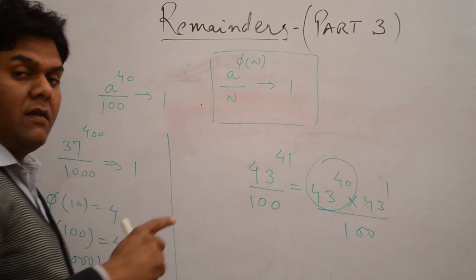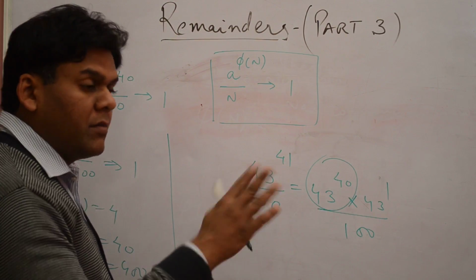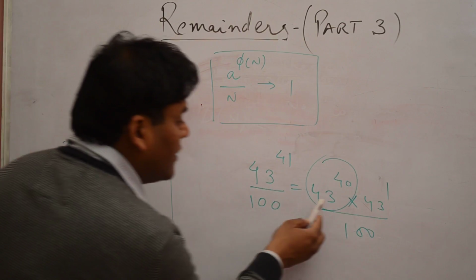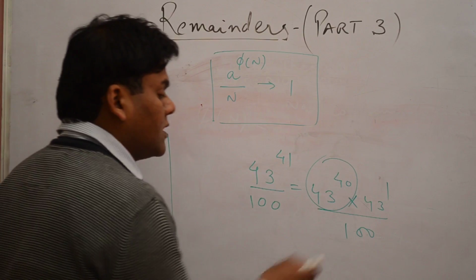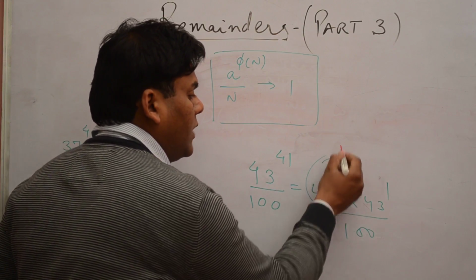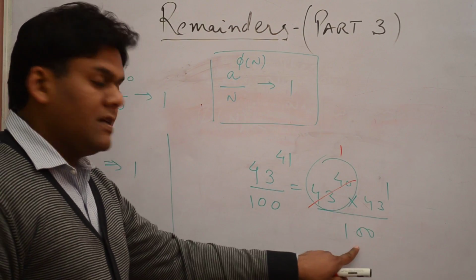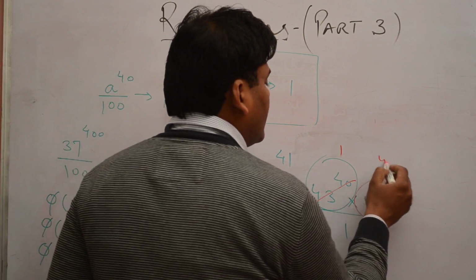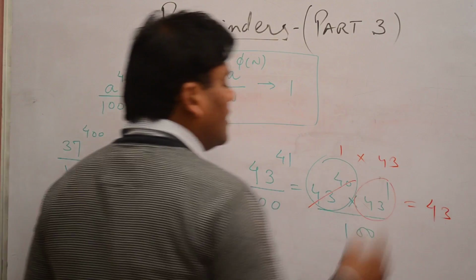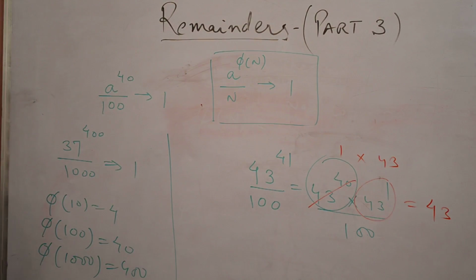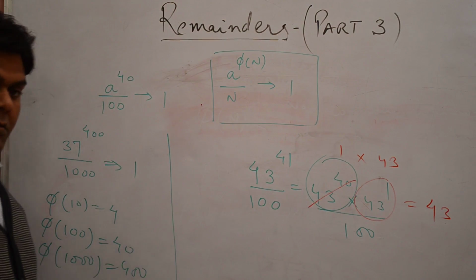Using the fundamental which I taught you in the first video, multiplication of remainders is allowed. 43 to the power 40, what is the remainder? Using Euler's theorem, the remainder is 1. 43 is less than 100, so what is the remainder? 43 itself. Using the concept of multiplication, what is the final answer? 43. Done. So I can apply this concept.